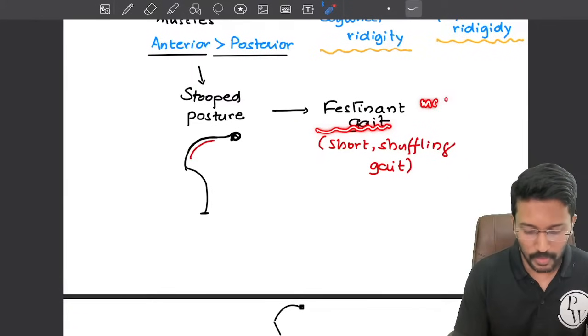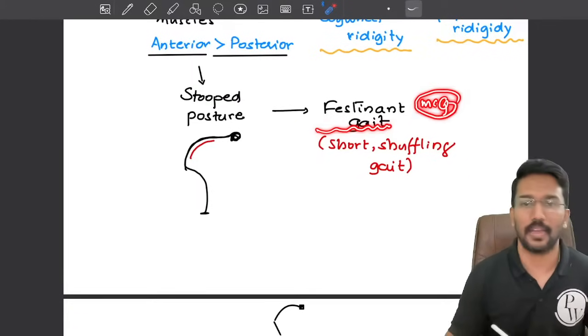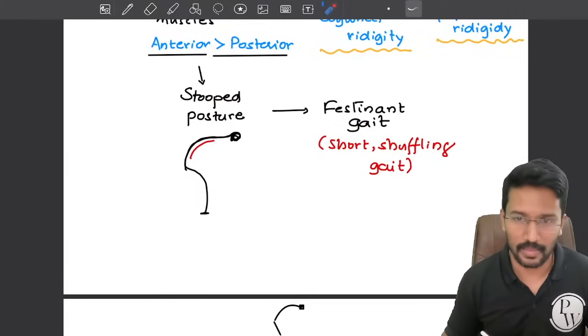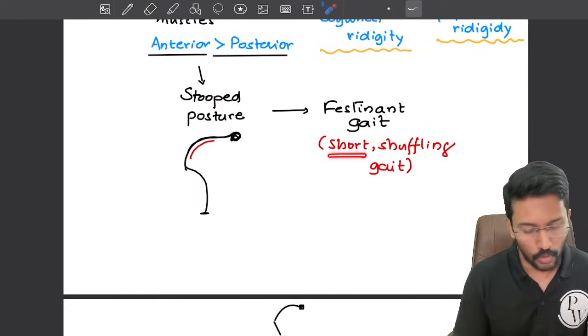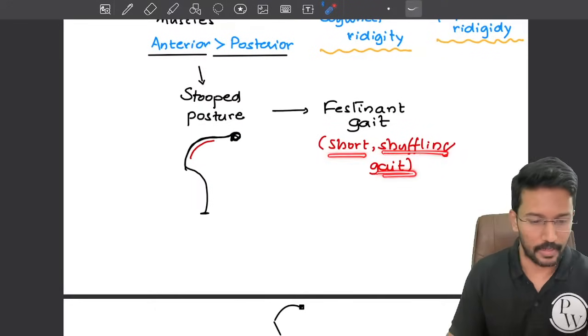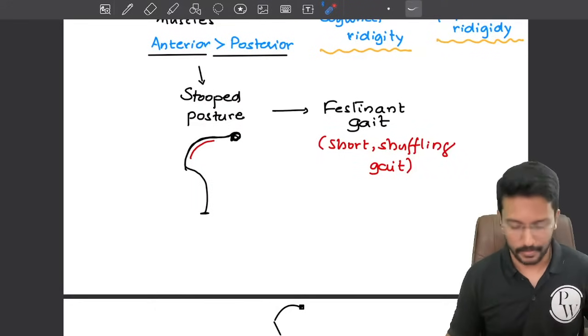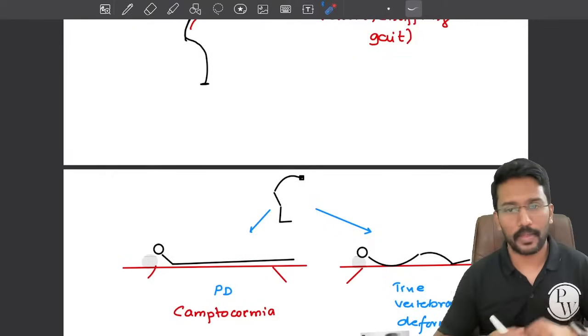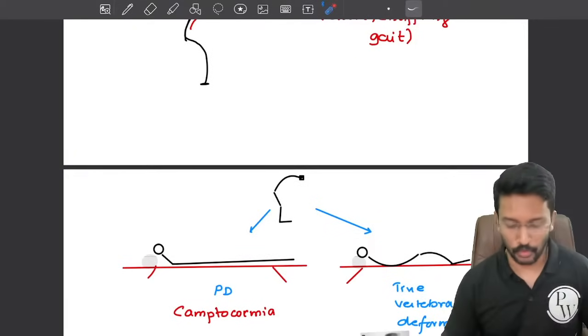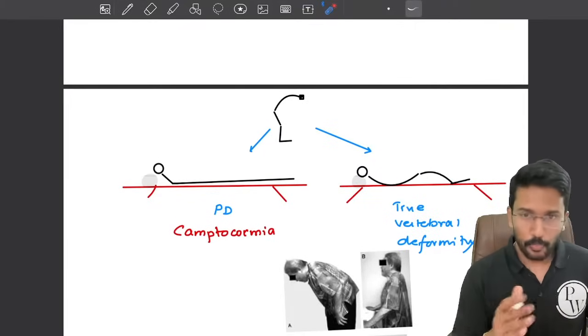So this is also going to be an MCQ. Where do you see festinant gait? We see that in patients with Parkinson disease. The gait is also called short shuffling gait. Short shuffling gait.